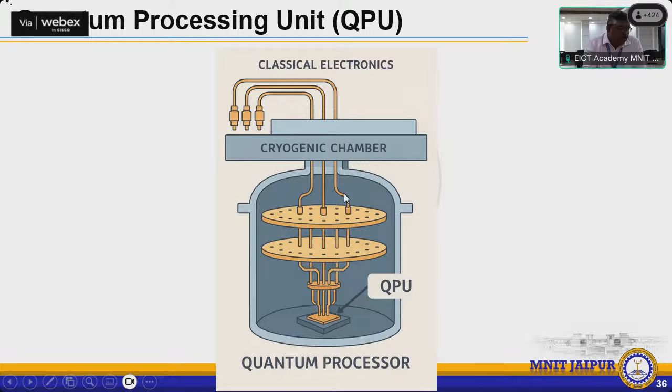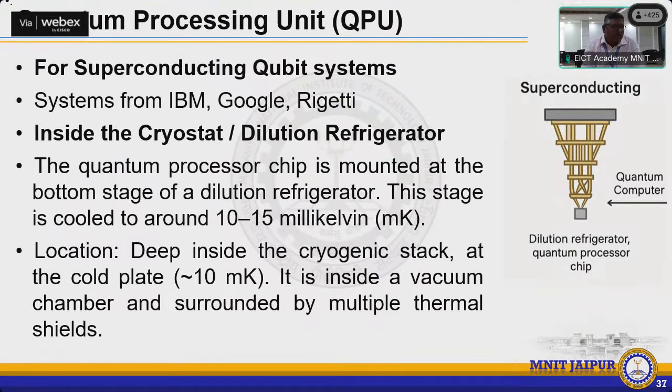This is what is called the cryogenic chamber, right? So the entire cryogenic chamber is this part. The cryogenic chamber is connected to the classical electronics through some wires and cables. So this is the quantum processing unit. When you look at superconducting qubits, which are by companies like IBM, Google, and Rigetti, they use superconducting qubit systems. It is inside the cryostat dilution refrigerator, inside that box. At the lowest portion is where you have the quantum chip, right? So this whole thing is a quantum computer, and this is a quantum processing unit.